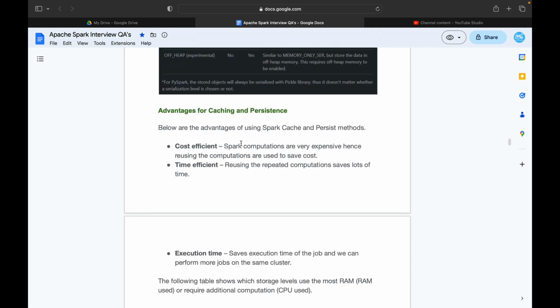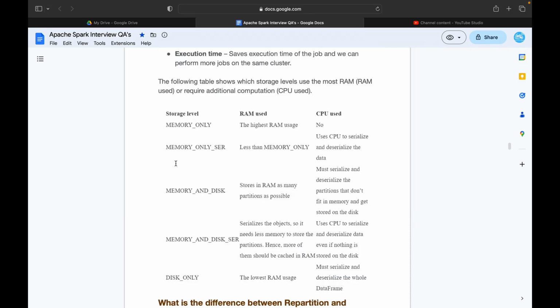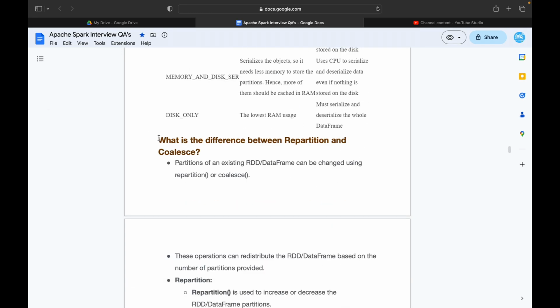So basically cache and persist are mainly used for cost saving, saving time, and also saving execution time. You can pause the video here and take a look at this as well. So now we'll see what is the difference between repartition and coalesce.